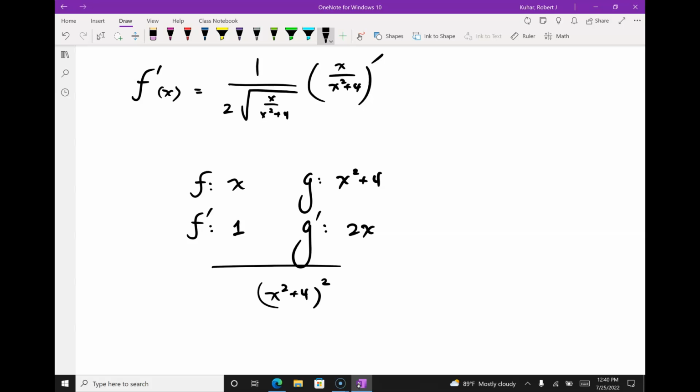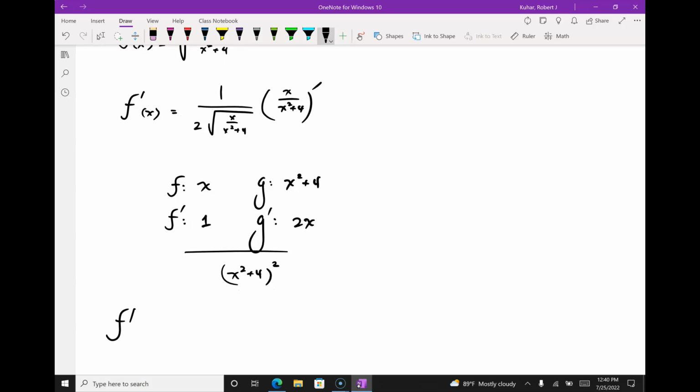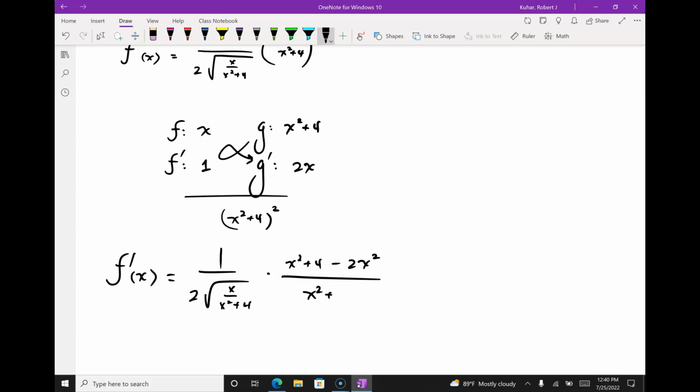Not going to FOIL it out. I want things factored. I'm ready to go back to f prime. I still have my 1 over 2 square root of whatever was inside. Times my quotient rule piece, which is x squared plus 4 minus 2x squared, all over x squared plus 4 quantity squared. Everybody with me? Anybody not with me? Everybody's with me.